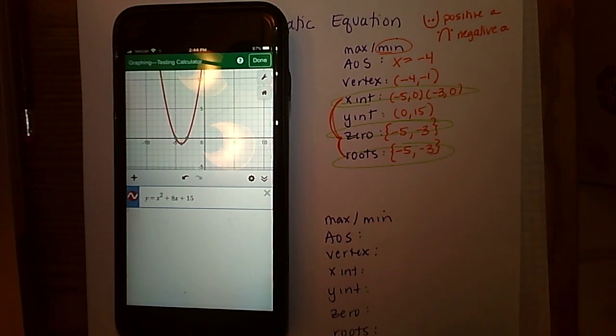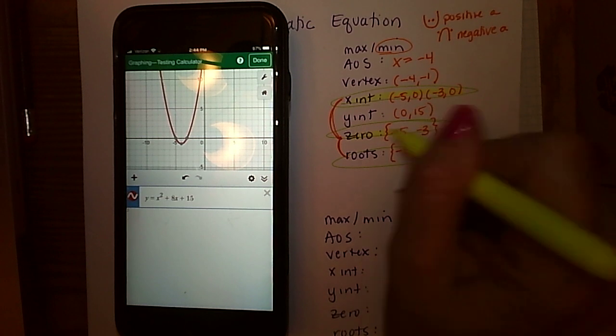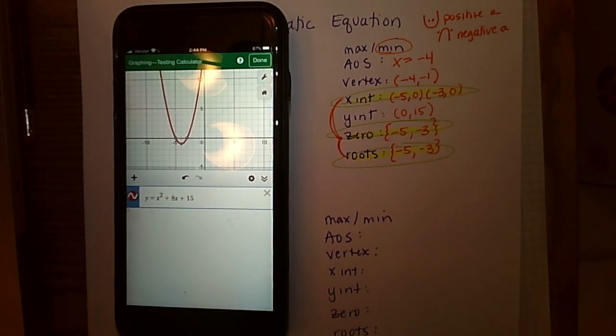Here, I found my highlighter. Sorry, I couldn't find my highlighter before. Those three are the same answer.